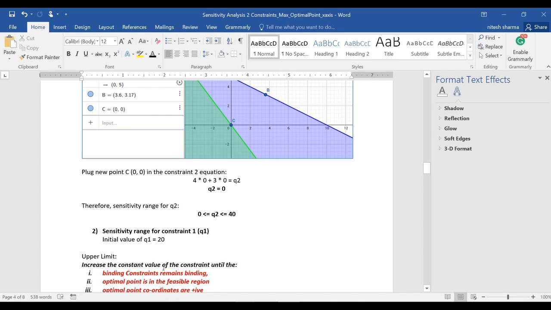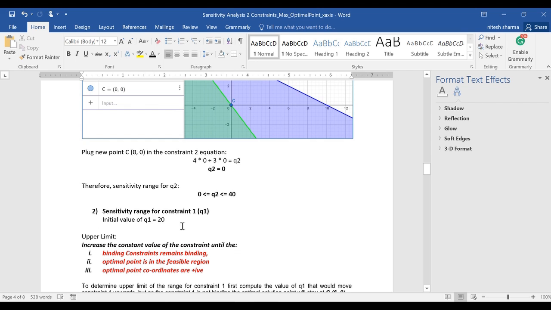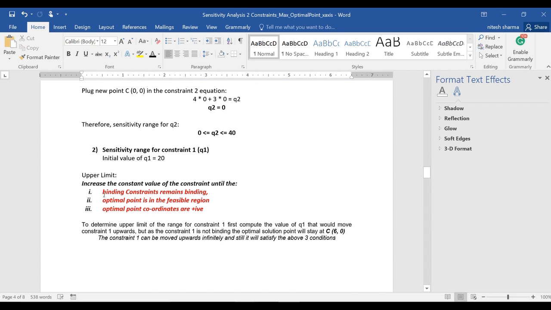We are done with the sensitivity range for Q2. Now let's find the sensitivity range for constraint 1 value, that is Q1. So the initial value of Q1 is 20. Again, to find the upper limit, the three conditions remain the same.